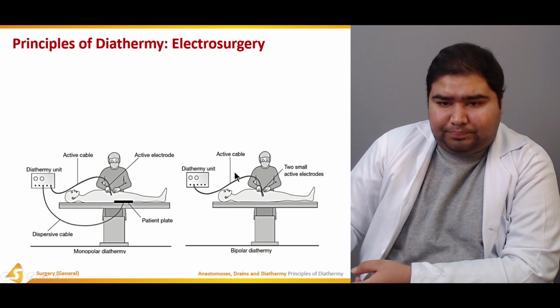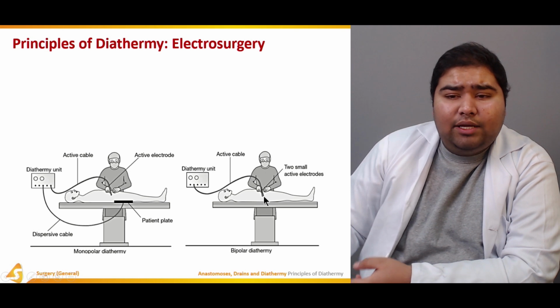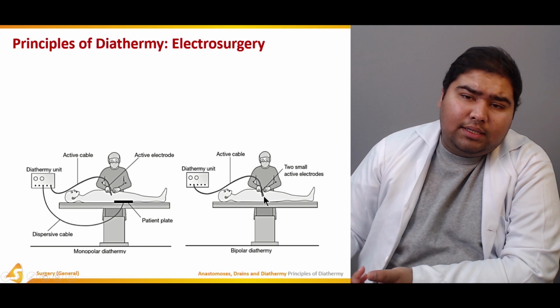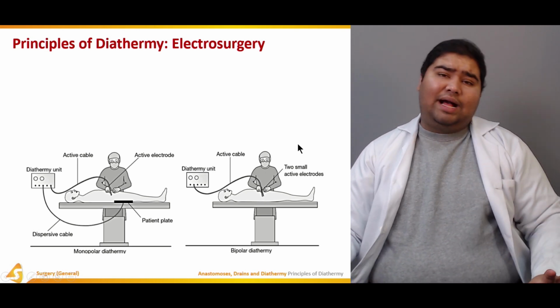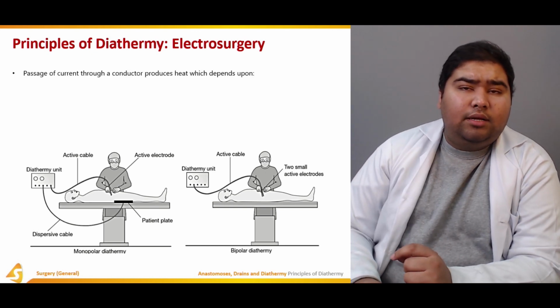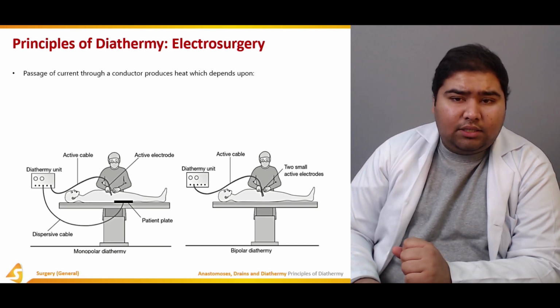Now again, this is the diathermy unit, and in this type of diathermy both the electrodes are active, and when they are merged together, the diathermy or the principle of charring actually takes place. Now what happens during diathermy? What are the principles? There's passage of current through the conductor plates.